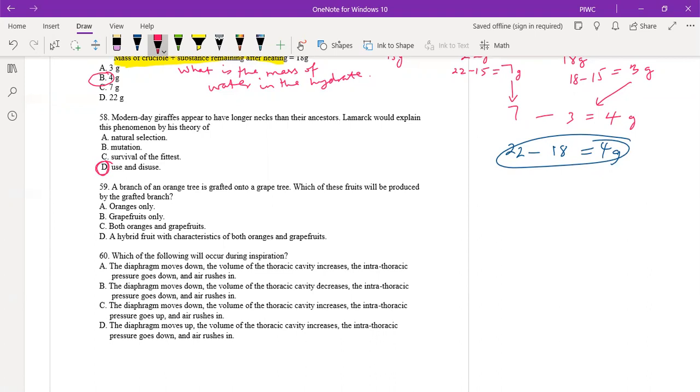Natural selection, so if it is that, then you think of Charles Darwin.